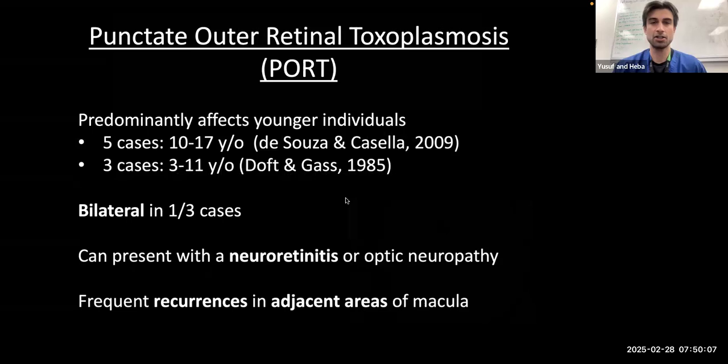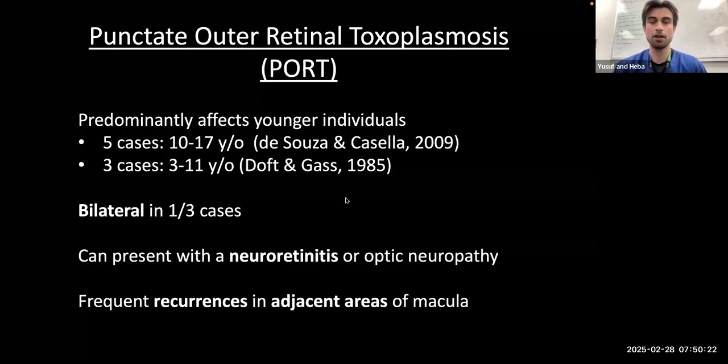So PORT typically affects younger individuals. There are multiple case series describing this phenomenon in younger individuals. And similar to our case, the patient was 21 years old. It's bilateral in roughly a third of cases and can present with a neuroretinitis, which our patient had. There are often frequent recurrences in the adjacent areas in the macula.